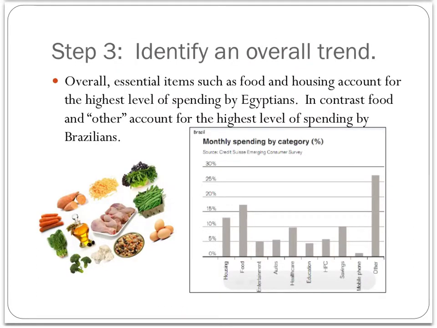Step 3, I should identify an overall trend. In this case, I identified it as such. Overall, essential items such as food and housing account for the highest level of spending by Egyptians. In contrast, food and others account for the highest level of spending by Brazilians.